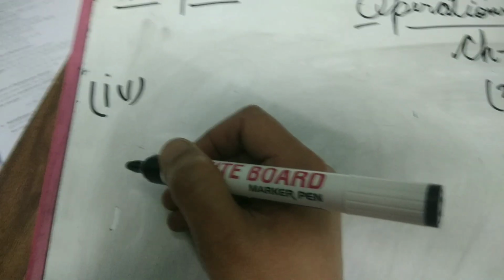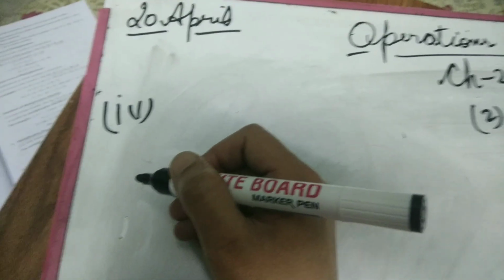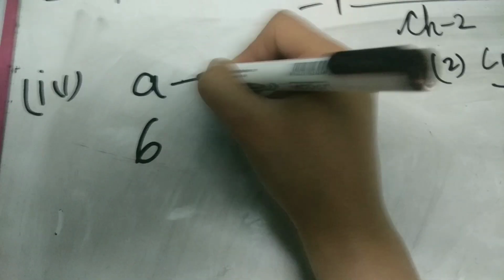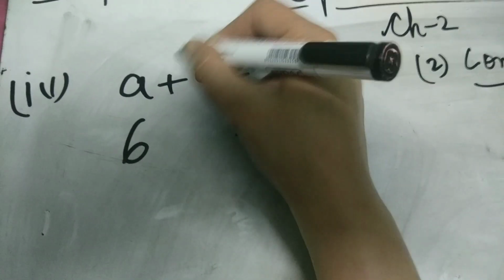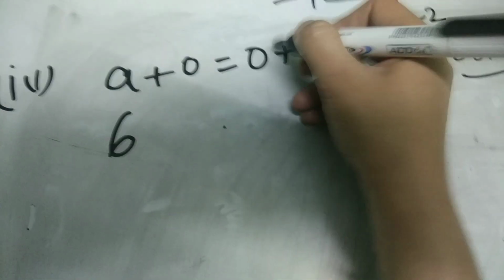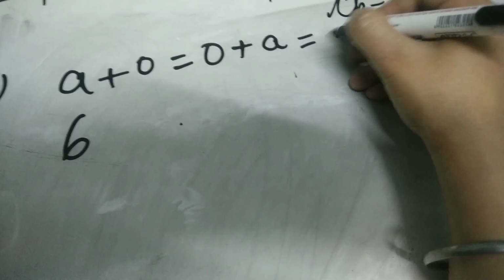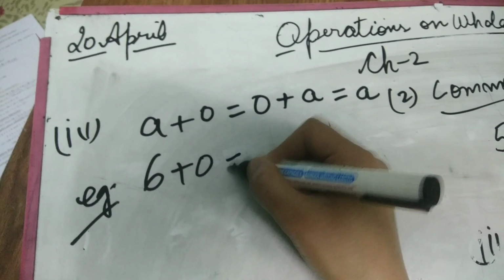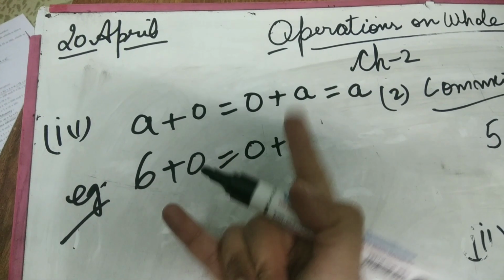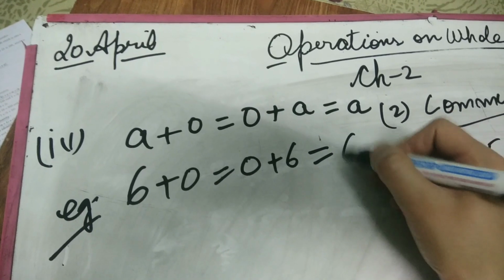Next we have the existence of additive identity. This is the fourth property. It says that if A is any whole number, let me take 6 for example, and I add 0 to it, or I write 0 first and then A, the answer will be A. Now if I take an example, 6 plus 0 is 0 plus 6. The order is changed but it doesn't matter, and that is equal to 6.